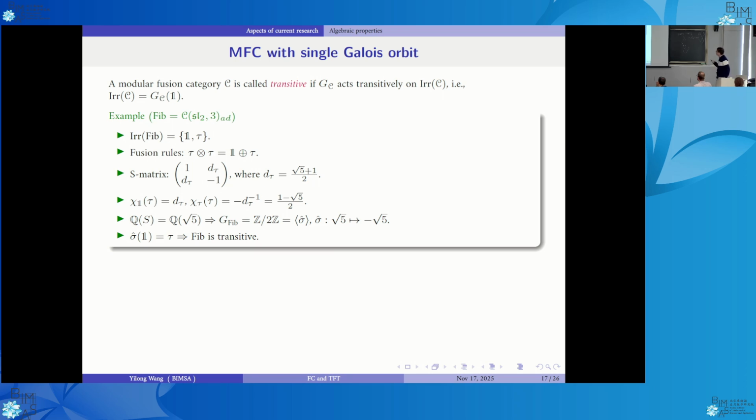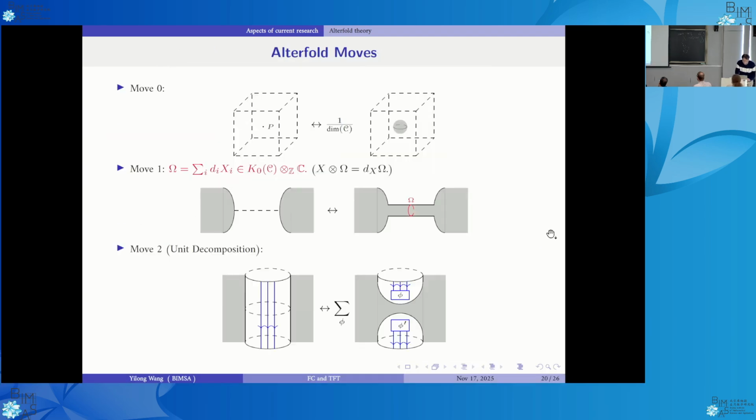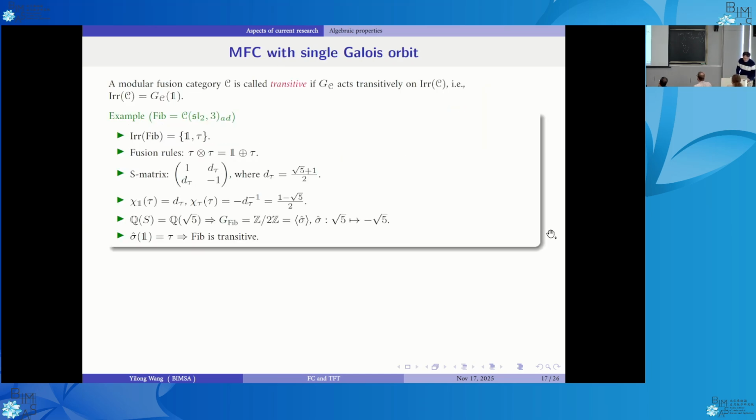Okay? And the S matrix is just given by these golden ratios. Okay? Well, given this S matrix, you can compute the characters, and you can try to perform Galois conjugation, and you will see that this category is indeed transitive. So I have -1 divided by d tau, and then 1 is moved to the other. Okay, so we do have a non-trivial example of transitive modular fusion categories.